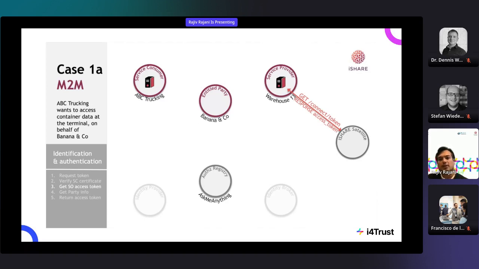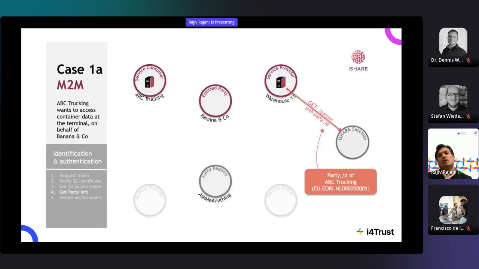that it first needs to get an access token. So the service provider then generates its own client assertion, which it sends to the token endpoint of the satellite. And the satellite validates this token and validates if the warehouse 13 is a known participant in the data space. And then it generates an access token as a response, which it sends to warehouse 13.